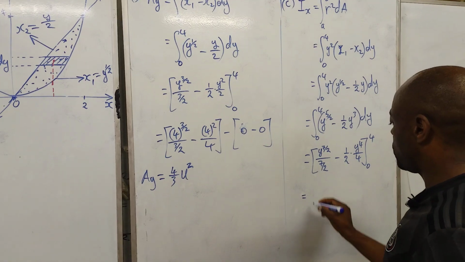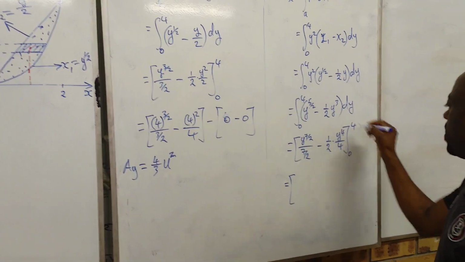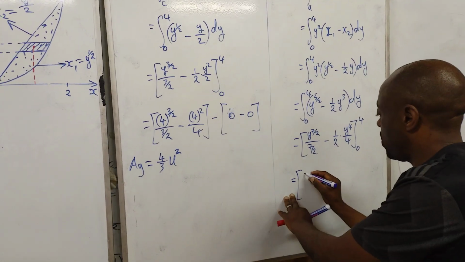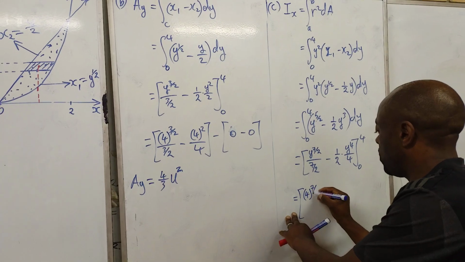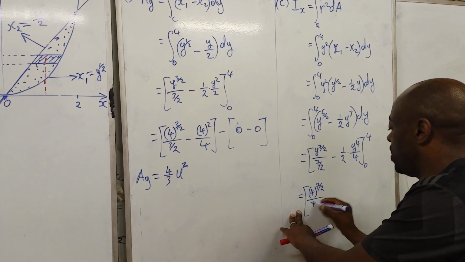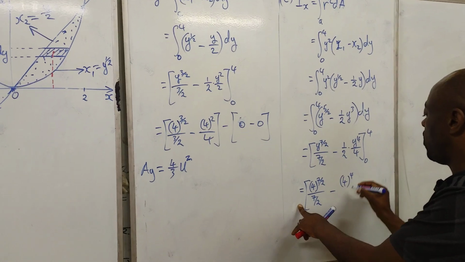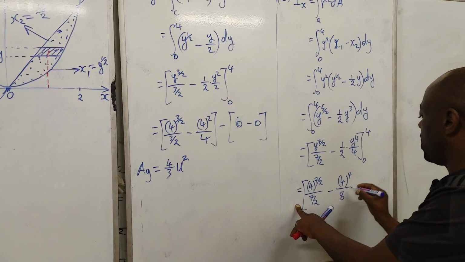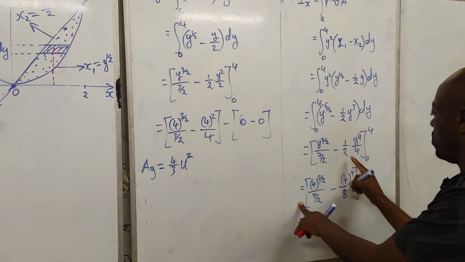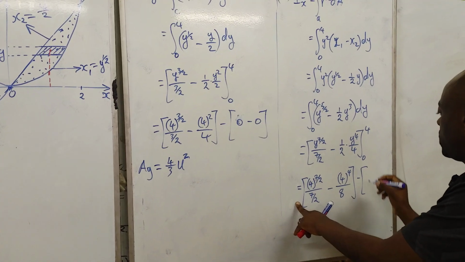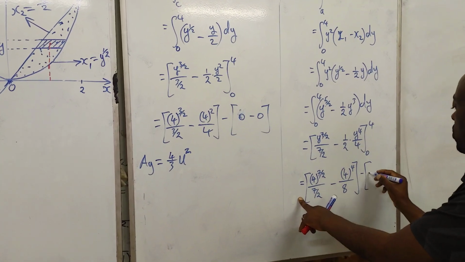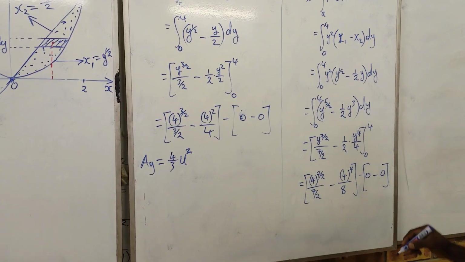Then we can now substitute our limit, starting from the upper limit, which is a 4. We'll get 4 to the power 7 over 2, or 3.5, divided by 7 over 2 minus 4 to the power 4, divided by 8. As you know, I hope you know where 8 is coming from. Then the lower limit is 0. If you put 0 everywhere, it's a 0.